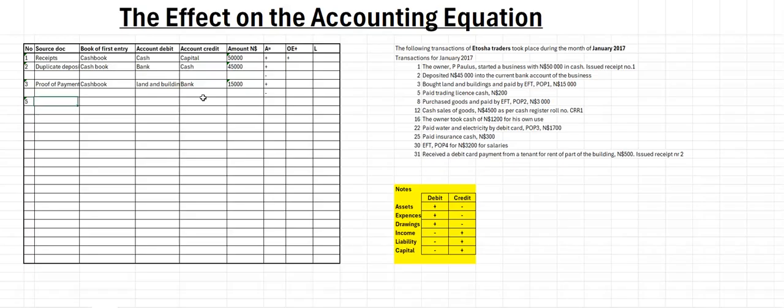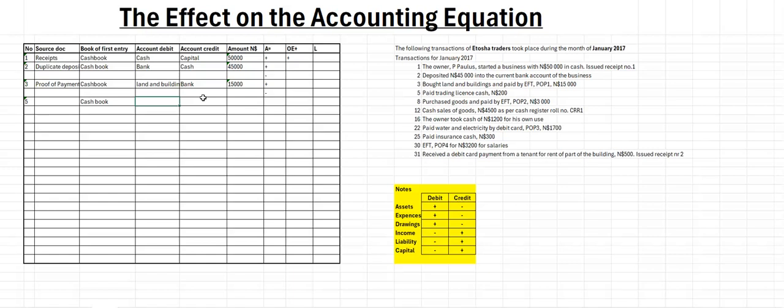Then we have number 5. We have paid trading license cash, $200. Here we do not have any source documents noted, so we'll leave that open. We have a cash book, which is our first book of entry, and here we have something we need to figure out. So paid trading license cash.